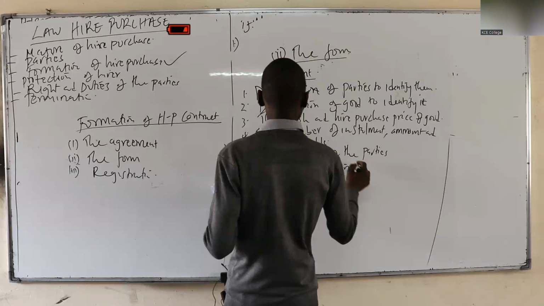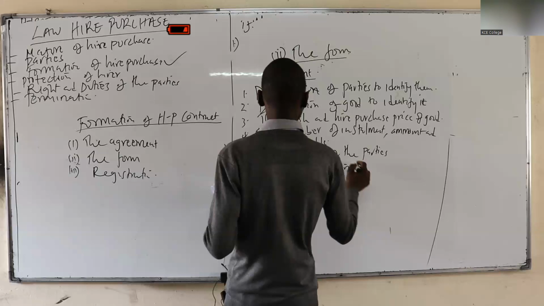Number 4. A provision which treats an agent of the owner, in relation to the agreement, as an agent of the hirer.